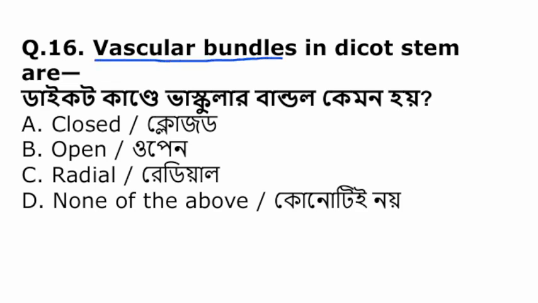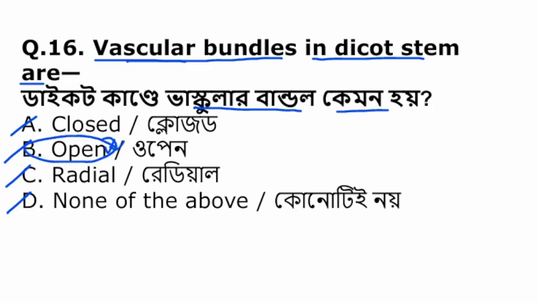Vascular bundle in dicot stem are. Dicot stem এর যে vascular bundle টা সেটা কিরকম? Closed, open, radial, or none of the above. So the vascular bundle of dicot stem is open due to the presence of cambium. Cambium এর কারণে সেটা open.